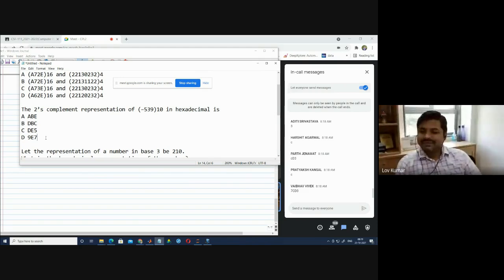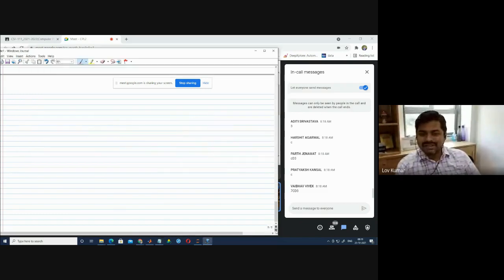Anyway, first we have to write the 2s complement of minus 539. That we have already discussed in the previous class. What is the 2s complement of minus 539? What is the shortcut method? You have to find the power of 2 that is slightly greater than 539.